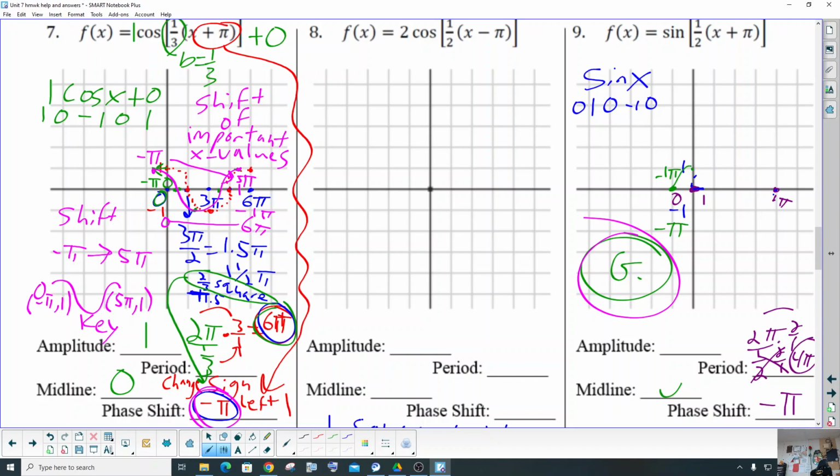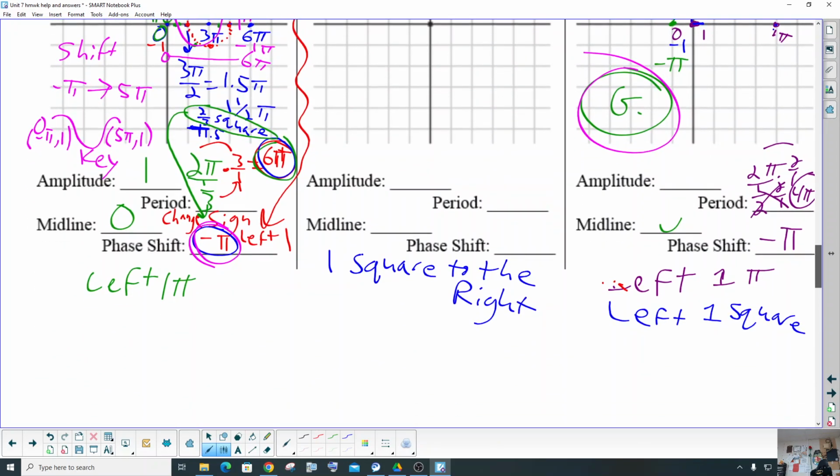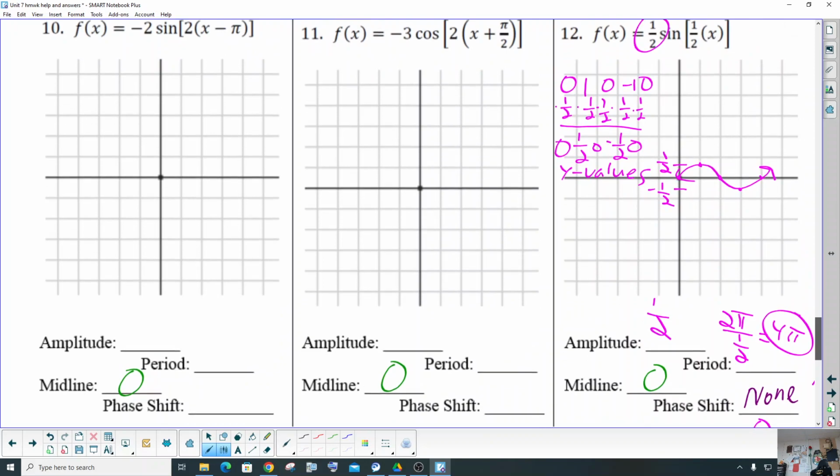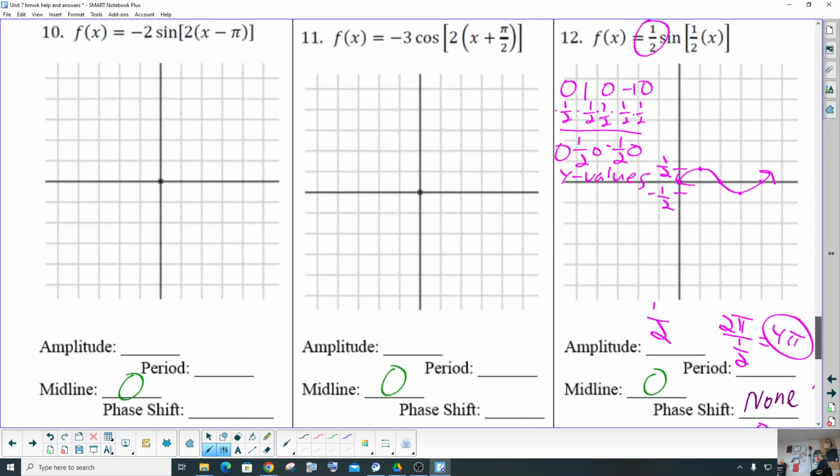Number 9 is G, number 9 is G. I think number 7 is D, you'll have to double check. Don't quote me on it. And then 12 is no phase shift, so that's just a half up and half down.